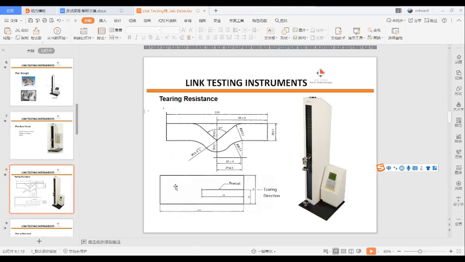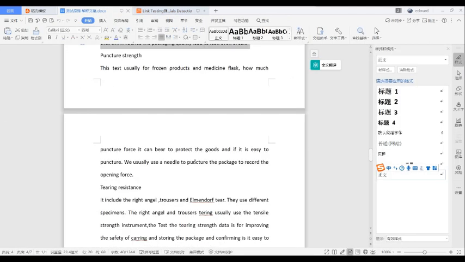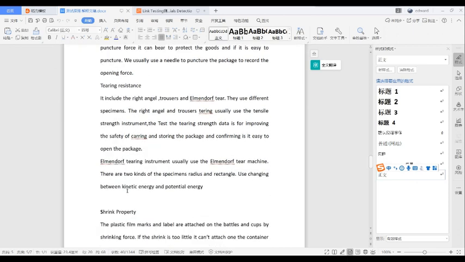Okay, this is the tearing resistance. Tearing resistance includes right angle, trouser, and elmendorf tearing. They use different specimens. The right angle and trouser tearing usually use the tensile strength instrument. Testing the tearing strength data is to improve the safety of carrying and storing the packaging, and to confirm it is easy to open the packaging.